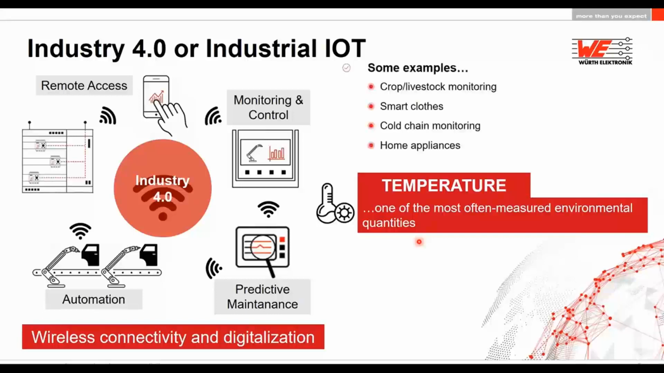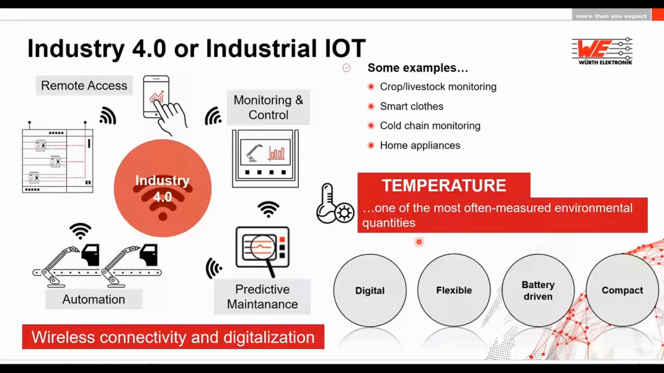Some examples where Industry 4.0 is linked to temperature sensors. For example, crop monitoring or livestock monitoring, where in the fields some crop needs water or some animals are not feeling well or need some medical attention. Smart clothes, for example, firefighters nowadays have temperature sensors integrated in their jackets. They monitor the ambient temperature and also the body temperature. Cold chain monitoring in the food industry and home appliances, of course, are getting more and more wireless these days, and more and more interconnected.